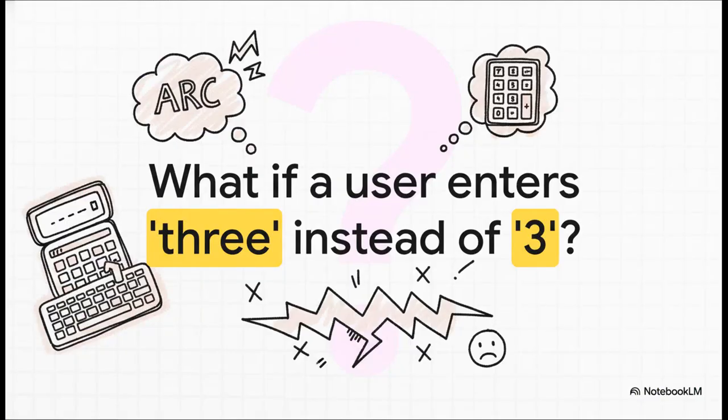Our calculator is expecting numbers, right? But what if the user types the word "three" instead of the digit 3? Or what if they just smash their hands on the keyboard? Well, right now, our program will just blow up. It'll crash instantly. We need to defend against that.